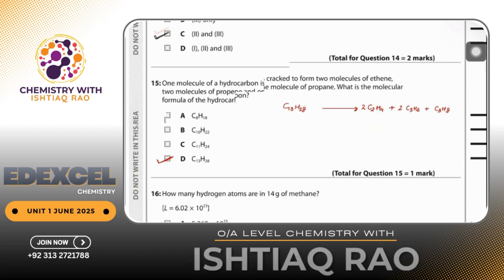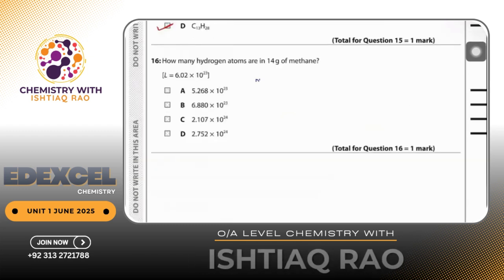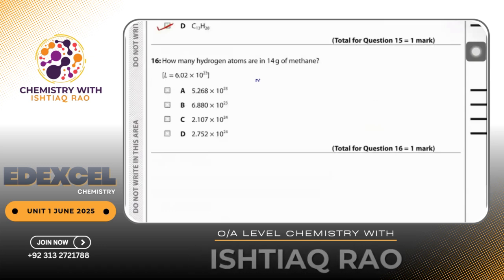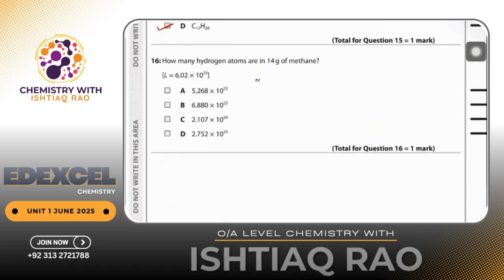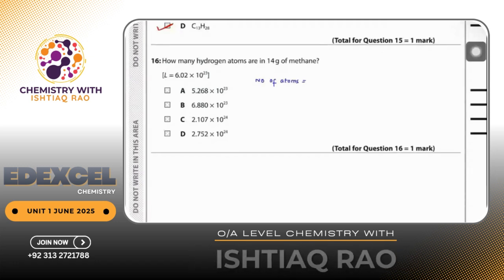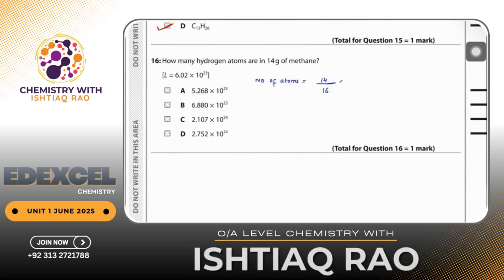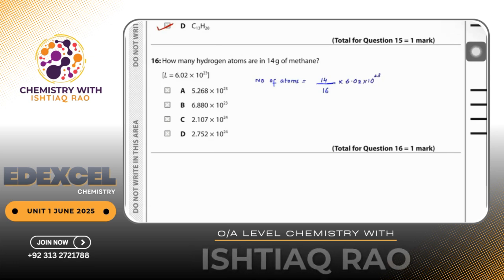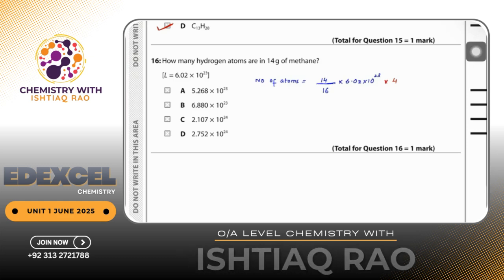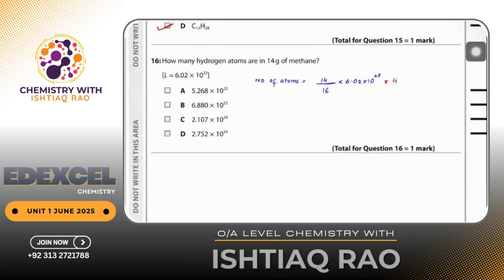How many hydrogen atoms are in 14 grams of methane? It's a very easy question. First of all, we have to find out the number of atoms. Number of atoms is equal to moles, that is 14 divided by the Mr of CH4, that is 16, multiplied by Avogadro's number. And then after getting the answer, I'm supposed to multiply this by 4, because in one molecule of CH4 we have 4 hydrogen atoms. They're asking about the hydrogen, so we are supposed to multiply this by 4.